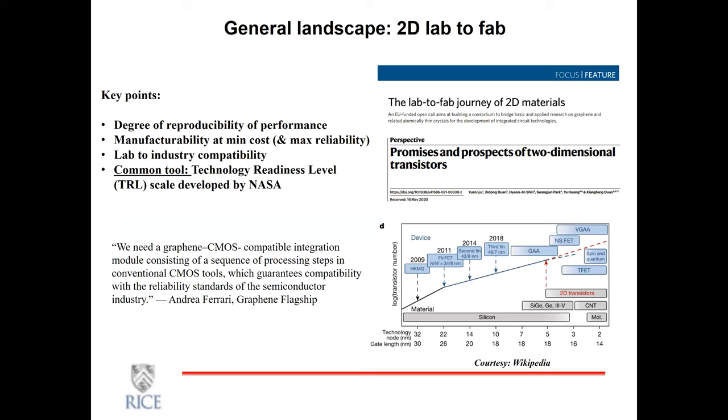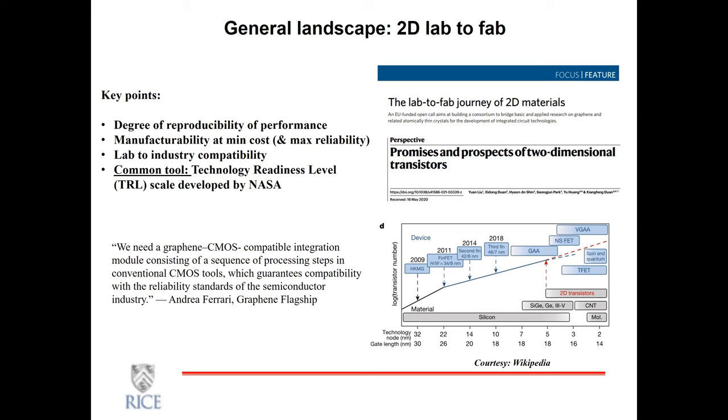But with all the activities that have been going on in this area, one still has to ask what the real challenges are and whether we can solve some of them. In fact, this is a quote from Andrea Ferrari, saying that for graphene or 2D materials, for CMOS integration, you really need to come up with processes that are as reliable as industry standards. That's a big statement, because many of the processes that we use are not compatible with industry standards.